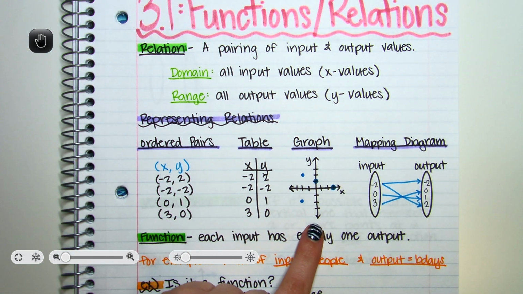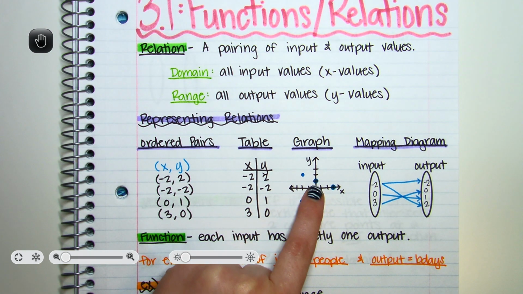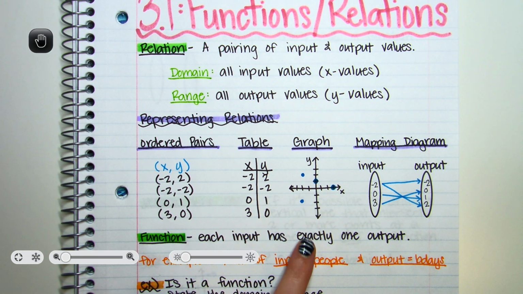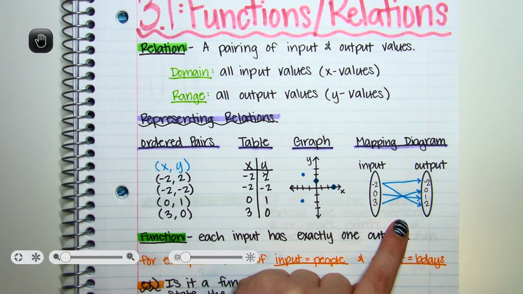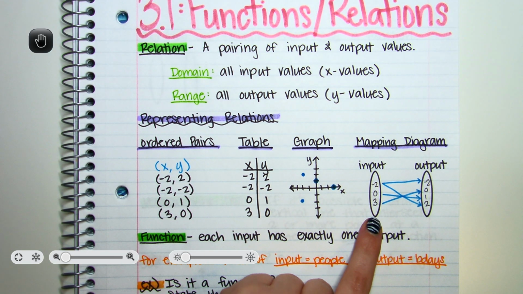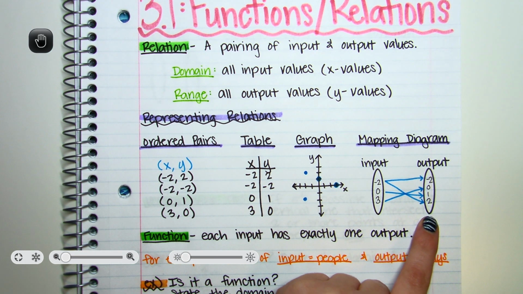We can also view it as a graph. An xy coordinate point that is plotted on my graph. This one is 3 comma 0, 0 comma 1, etc. So it's just another way of viewing the same information. And then the last way to look at it is called a mapping diagram. So we have an oval over here for the input, and then an oval over here for the output.